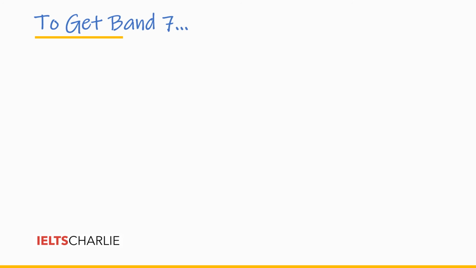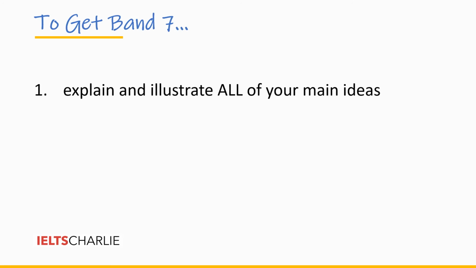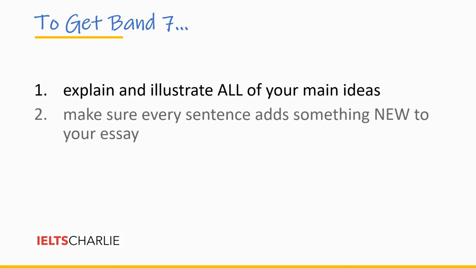Just to summarize then, to get a Band 7, you need to explain and illustrate all of your main ideas. If you only explain and illustrate some of your main ideas, you'll be stuck at Band 6. You need to make sure every sentence adds something new to your essay. Don't repeat yourself, or you'll be stuck at Band 6 for coherence and cohesion. So for Band 7, make sure every sentence adds something new.